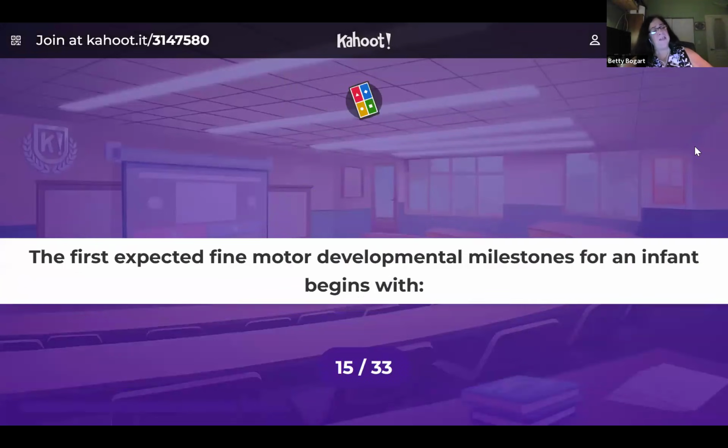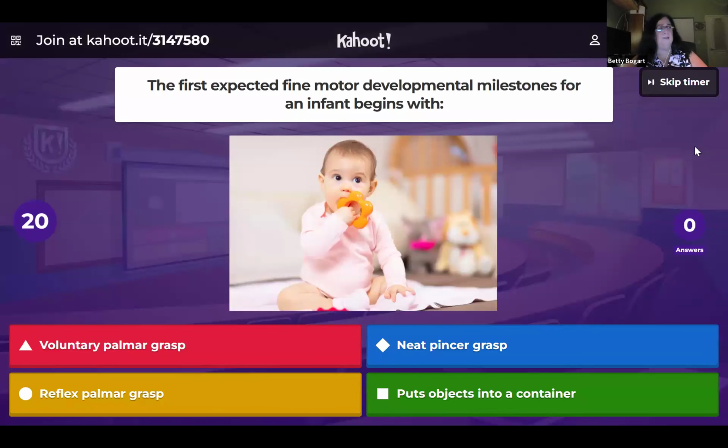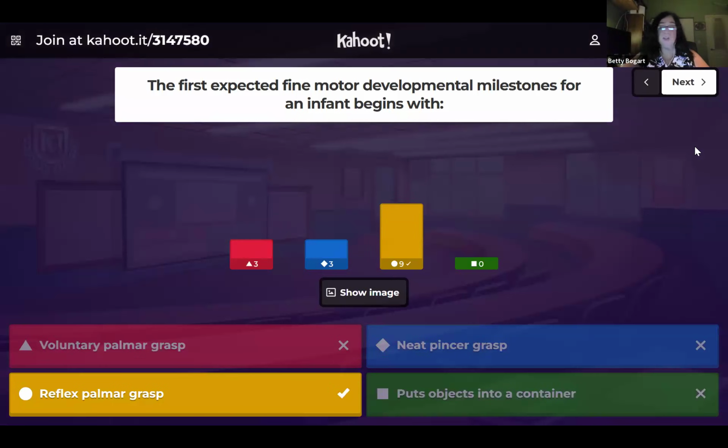The first expected fine motor developmental milestone for an infant begins. Fine motor means F, fingers. Lifting the head and rolling over is gross motor. Get up and go, go, go. Gross motor skills. There's 2 types, and you need to know the differences. So you need to look at the names. Fine motor, fingers, hands, and then gross motor is get up and movement, go, go, go.